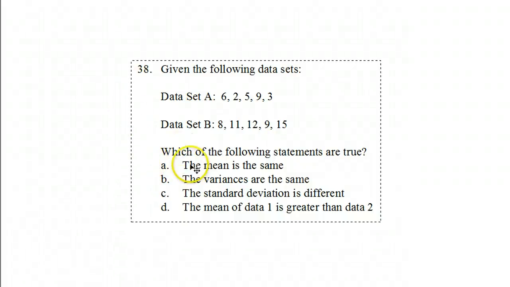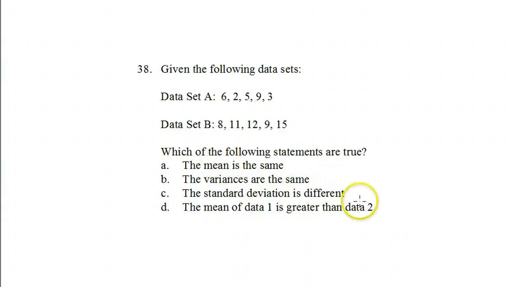Okay, so to find this one, we have two different data sets and we want to see which of these is true. So we're comparing either the means, the variances, the standard deviations, or the means again. So let's find the means first for these. So how do we do that? We add them up and divide by however many numbers we have.